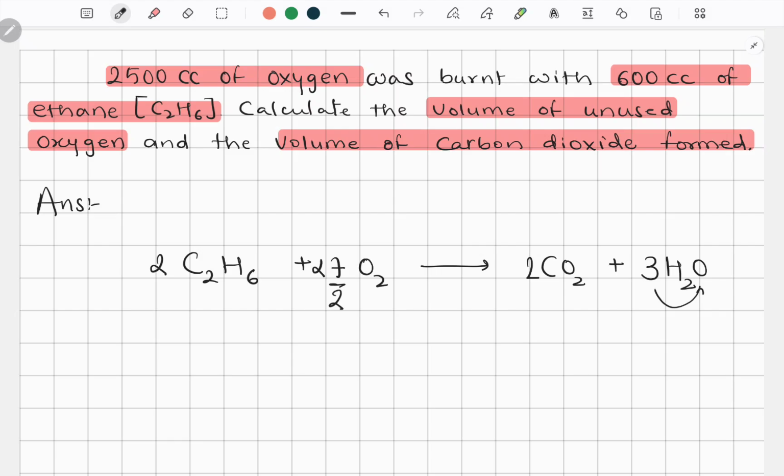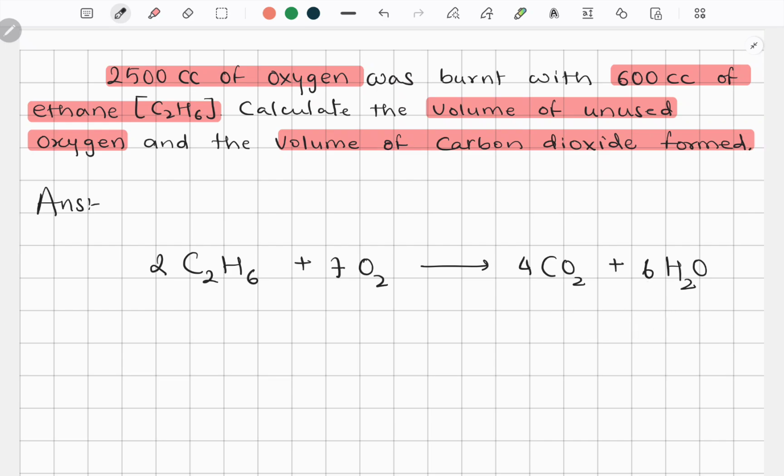We can multiply the whole chemical equation by 2. So here this 2 and 2 will get cancelled. 2 times 2 is 4 and 3 times 2 is 6. So now the chemical equation is balanced: 4 carbon, 6 times 2 is 12 hydrogen, and 7 times 2 is 14 oxygen. So definitely 4 times 2 is 8, plus 6 is 14 oxygen.